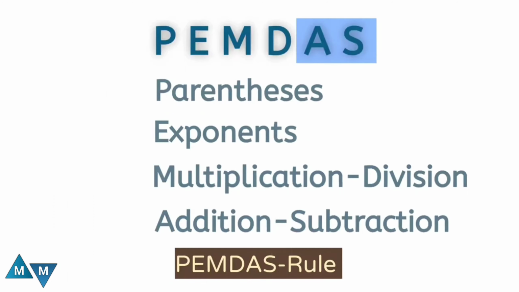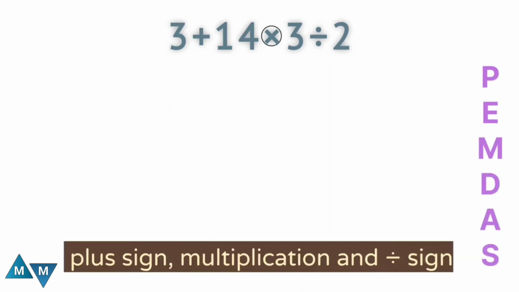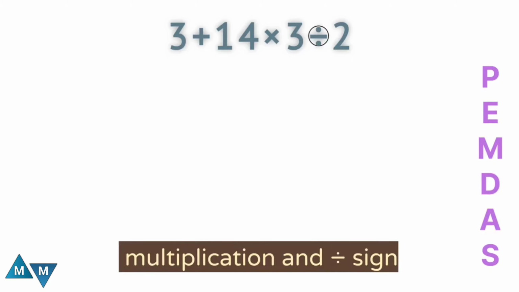Here we can use the PEMDAS rule to solve this expression because it tells us the sequence in which the mathematical expression should be evaluated to ensure accurate results. Since the expression only contains a plus sign, a multiplication sign, and a division sign, according to the PEMDAS rule, multiplication and division have a higher priority than addition. And further, since there are multiplication and division signs, both signs have the same priority.